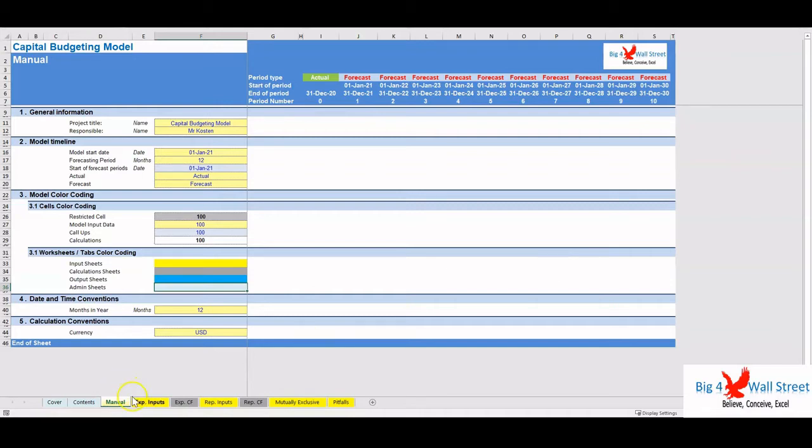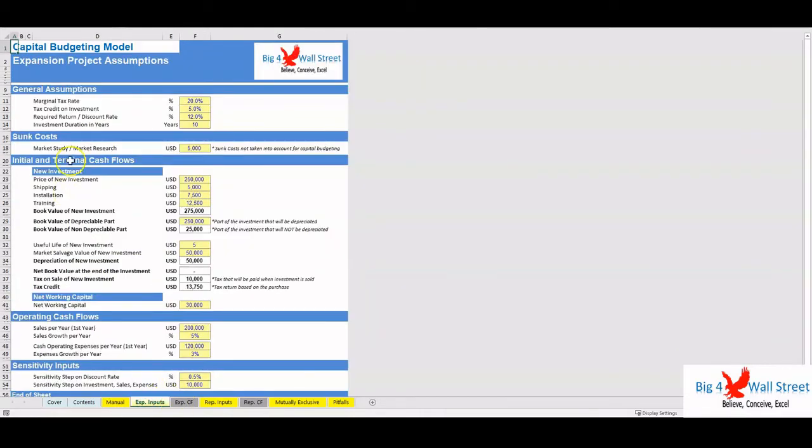The next two tabs are related to an expansion project, which is an independent project that does not affect the cash flows for the rest of the company. The assumptions for an expansion project consist of the general assumptions such as marginal tax rate, tax credit, discount rate, and investment duration. The investment duration is limited to 10 years.